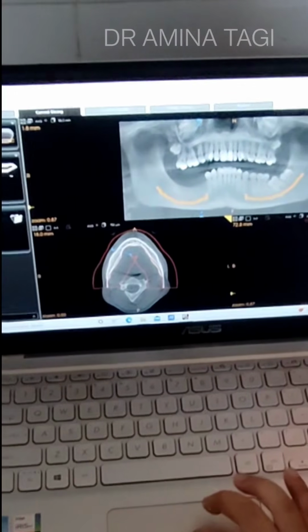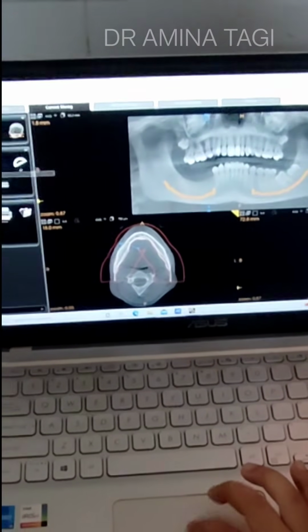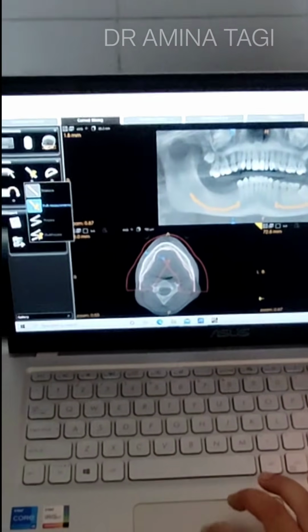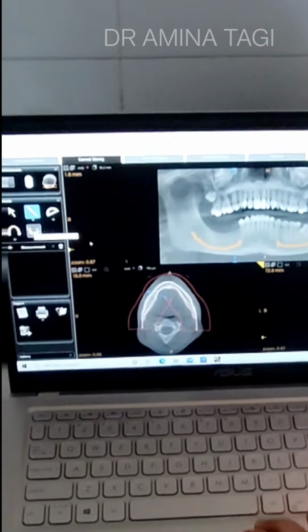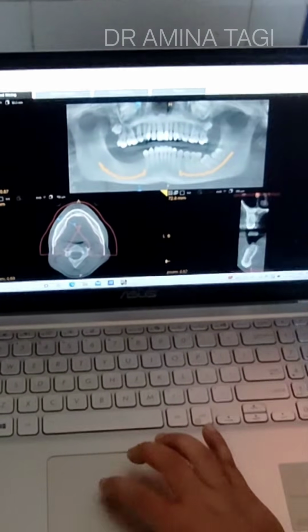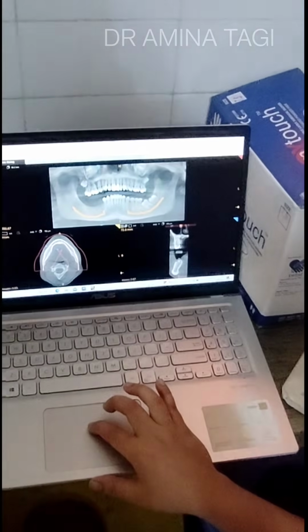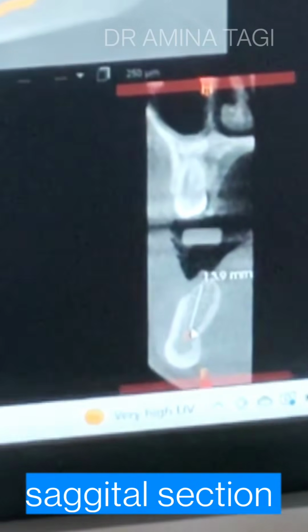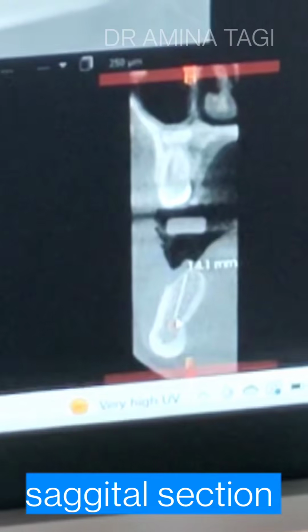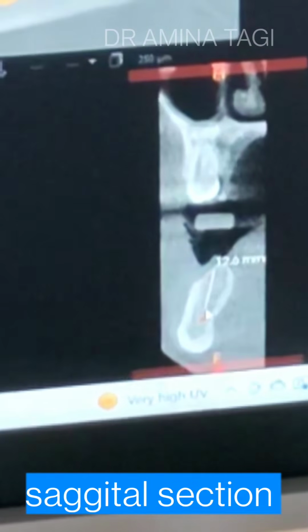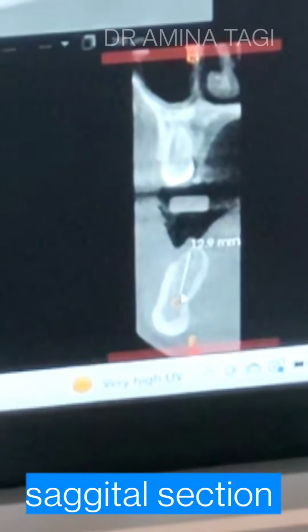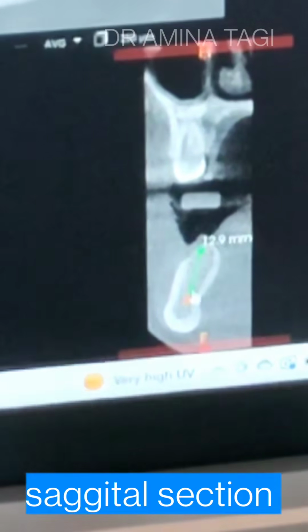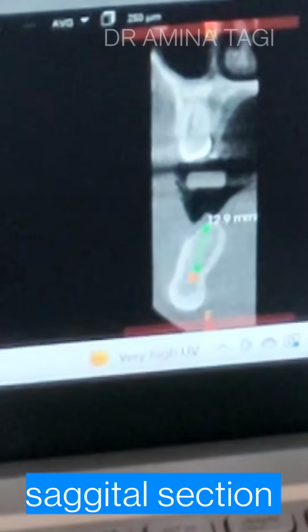Now activating the measurement mode, we will be taking the measurement for the length and the diameter of the implant to be placed. So you can see I am pointing towards the sagittal portion of the CBCT. So in this section we will be taking the length and the diameter of the implant. If you are an undergraduate and you do not know how to read CBCT, I'll give the link in the description below of a video that I have made on how to read a CBCT. Please do watch it for better understanding.